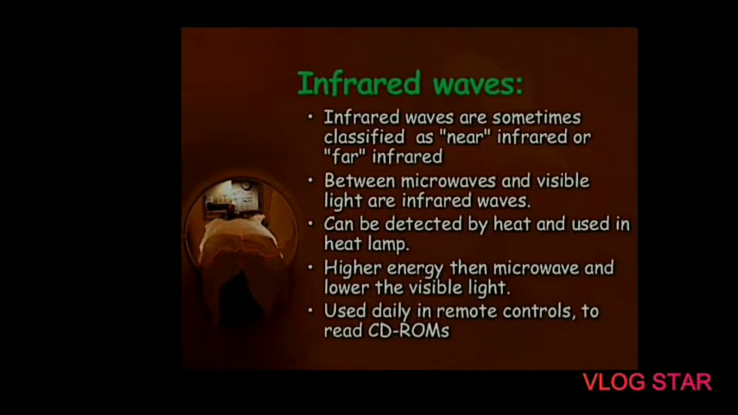The next type of waves are infrared waves. These infrared waves are sometimes classified as near infrared or far infrared. Between microwaves and visible light are infrared waves. They can be detected by heat and are used in heat lamps. Infrared waves can also be used in TV remotes, having a particular range.